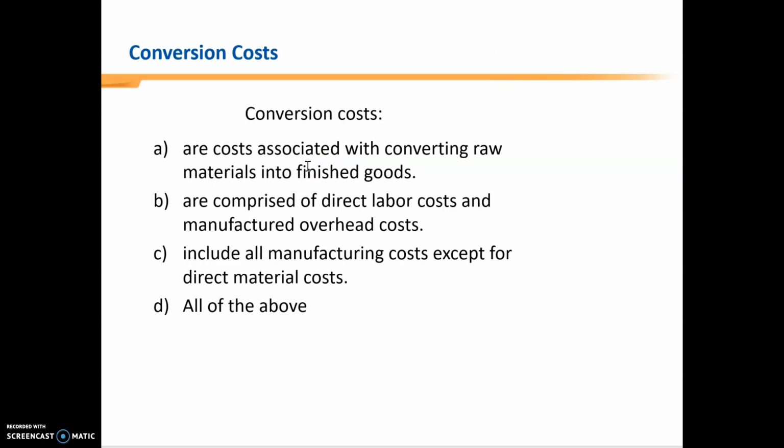So here's our question. What are conversion costs? A, costs associated with converting raw materials into finished goods. B, are comprised of direct labor costs and manufacturing overhead costs. C, include all manufacturing costs except for direct materials. And D, all of the above. All of the above are explanations of what conversion costs are.